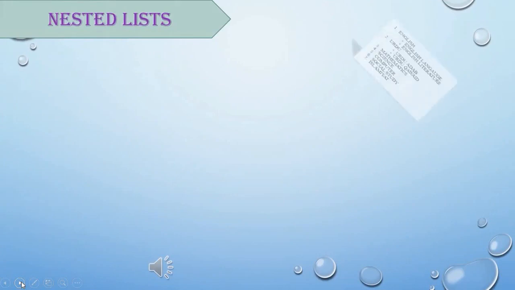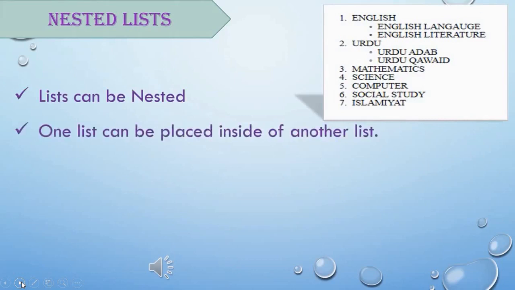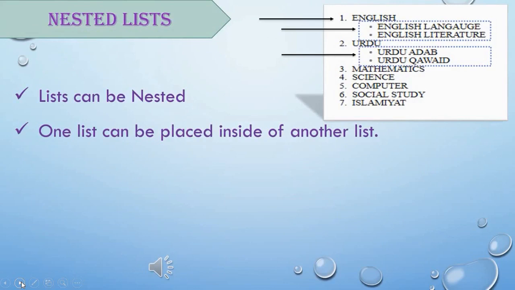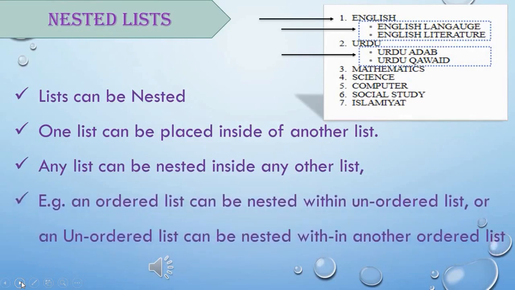Nested lists. Lists can be nested, meaning one list can be placed inside of another list. So, placing one list inside another list is called nested lists. We may nest any list inside any other list. For example, an ordered list can be nested in an unordered list, or an ordered list can be nested inside an ordered list.